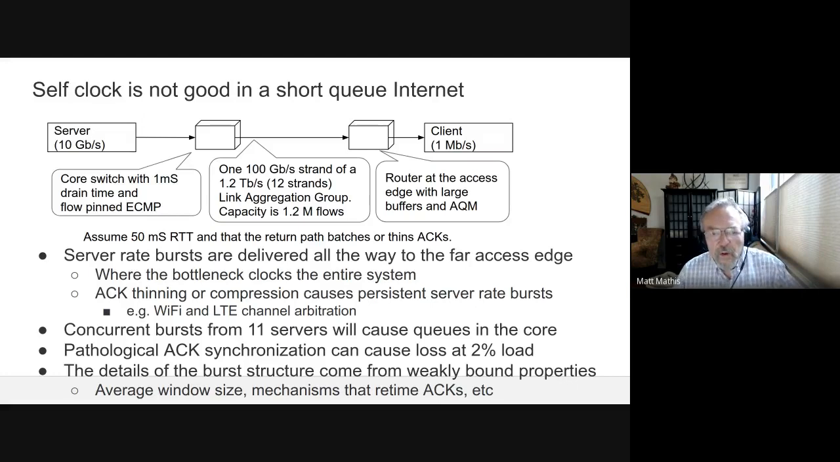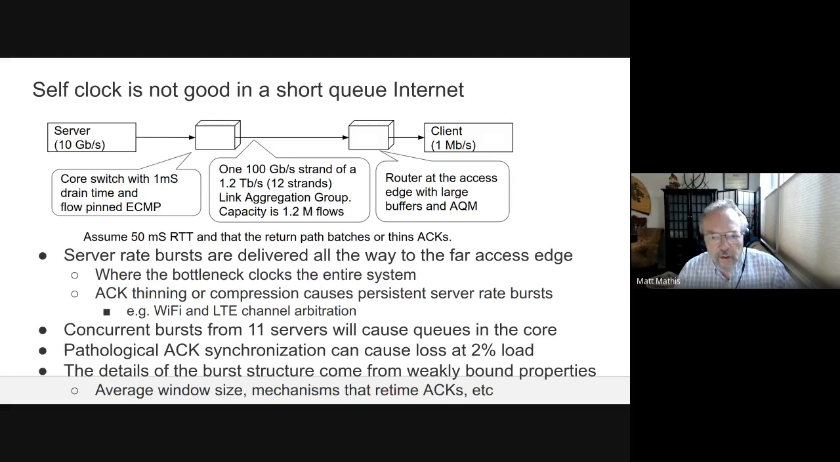In a self-clock world, the server sends 10 gigabit per second bursts all the way across the network, where they arrive at the access router, where they're smoothed by the queues and the buffering and the bottleneck at the access router at the far edge of the network. If the return path is monkeying with the ACK timing, for instance, if it's got a wireless link in it of some sort, this sets up a persistent pattern of bursts on the forward path and bursts of ACKs on the return path. It only takes 11 servers through a single strand of the aggregated link in the middle of the network to start forming a queue.